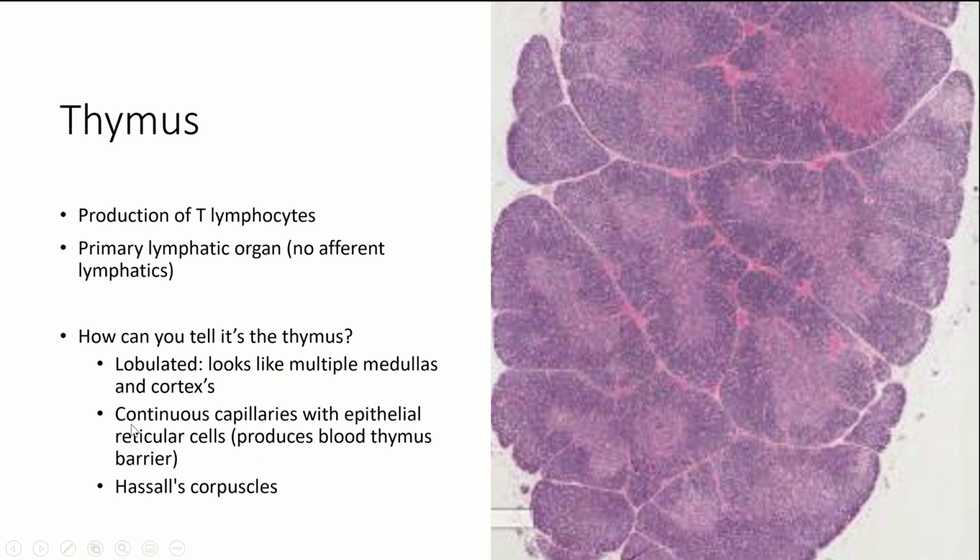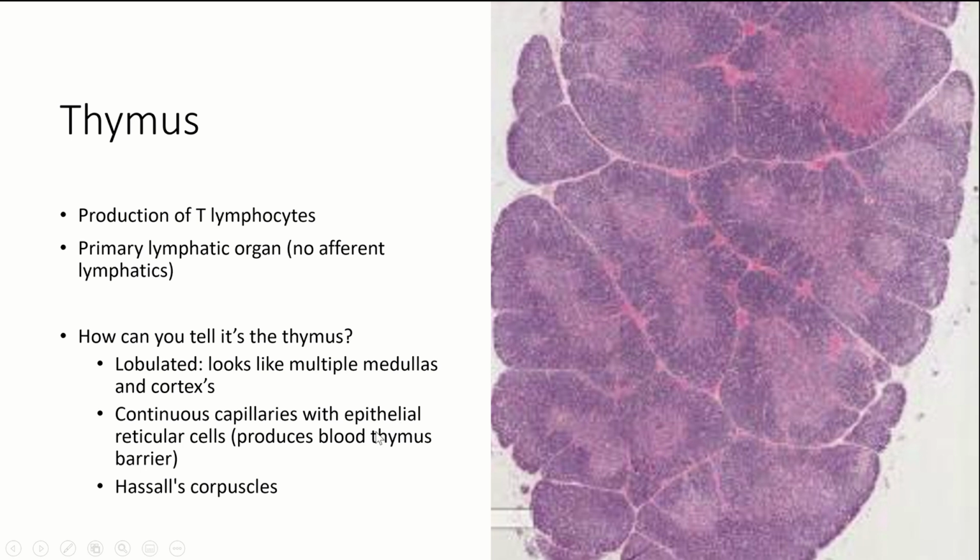And remember, that makes sense because when we learn about continuous capillaries, we said that continuous capillaries are used when you want as little contact between the blood and the tissue as possible. And remember, we already said in a primary lymphatic organ, we don't want very much contact between the tissue and the blood because we don't want antigens to get in here and mess up these guys' training, right? The training of these little T lymphocytes. So we have continuous capillaries. And what helps form those continuous capillaries are these special cells called epithelial reticular cells.